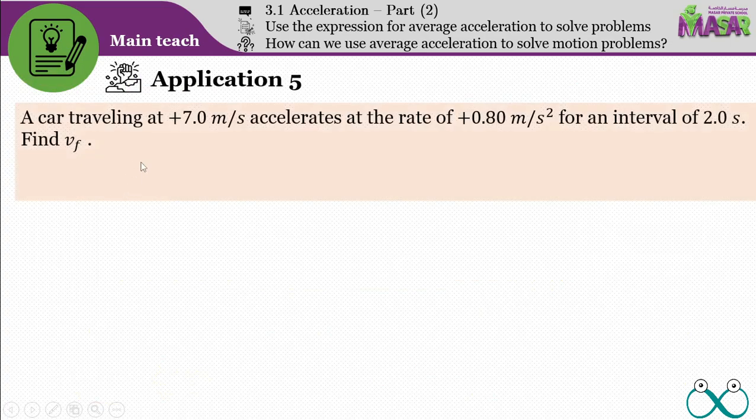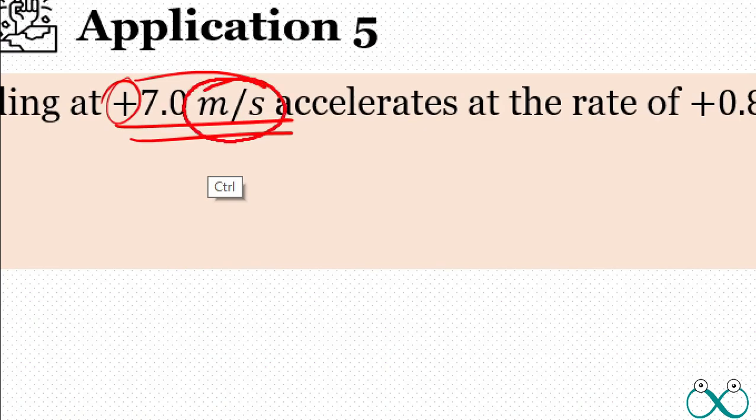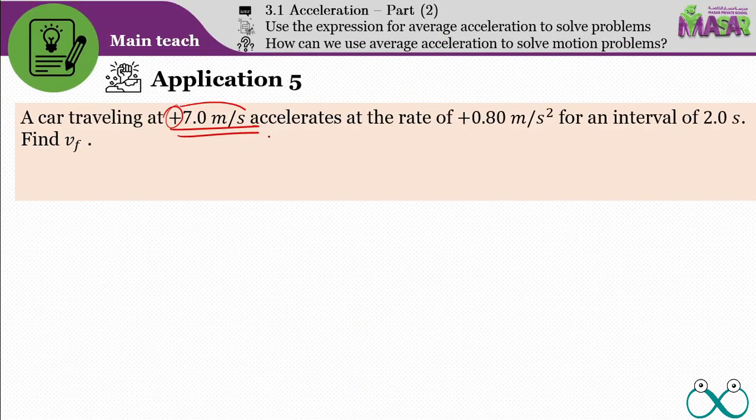Now a car traveling at 7 meters per second. This is the velocity. We have sign and we have numerical value. Remember that the unit can be used in order to understand the nature of this quantity. Since the unit here is meter per second, we know that it can be used for both speed or velocity. But since here we have also mentioned the direction, plus, this is definitely the velocity and not the speed.